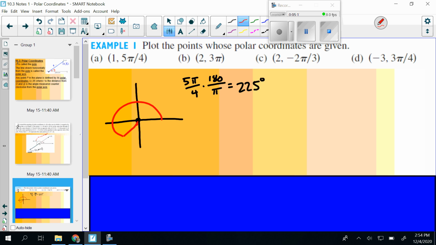Okay, so now that's 225 degrees or 5 pi over 4. Now we're going to measure out 1. Whatever 1 unit would be, let's say that right there is 1 unit. So we would measure out a line the exact same length right here. And then that point, where this is 1, would be the point 1, 5 pi over 4.